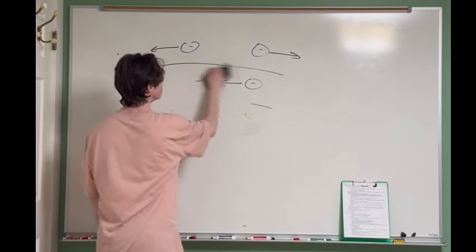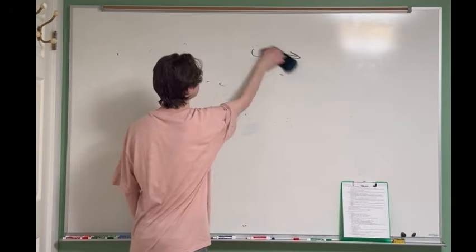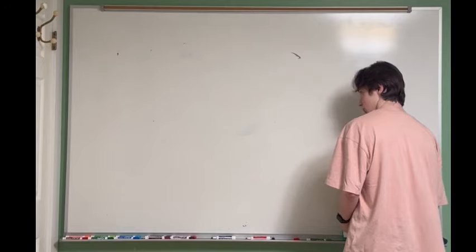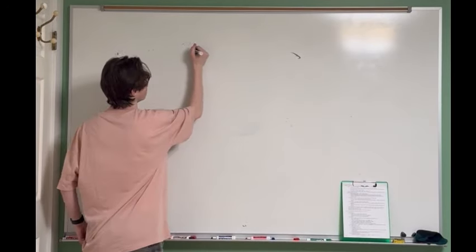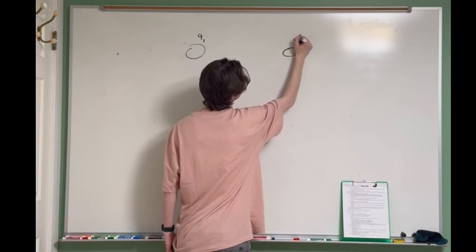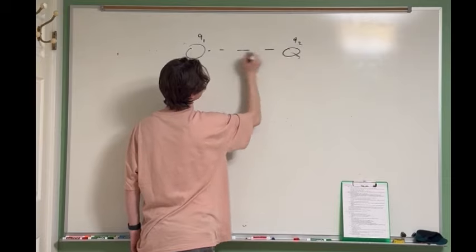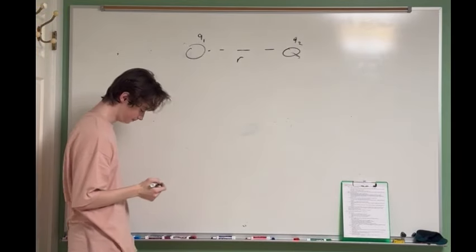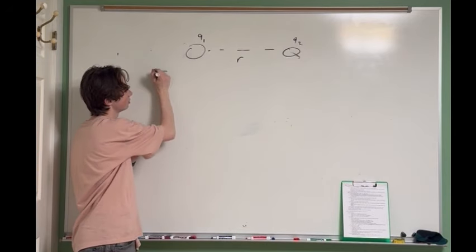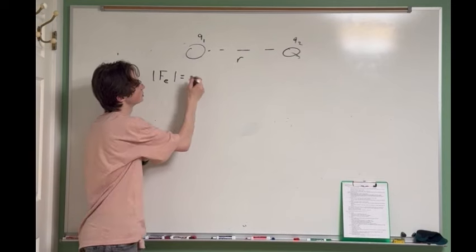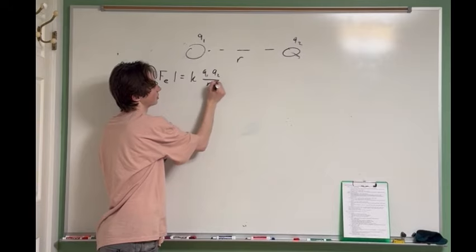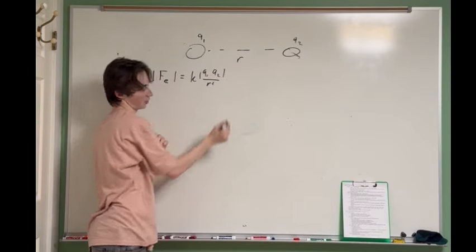Cool. So that leads us to the force that two charges exert on each other, which is the electric force, modeled by Coulomb's law. So if we have charge 1, Q1, charge 2, Q2, and they have some radius between them, then the absolute value of the force they exert on each other is equal to K Q1 Q2 over radius squared. This is all absolute value.